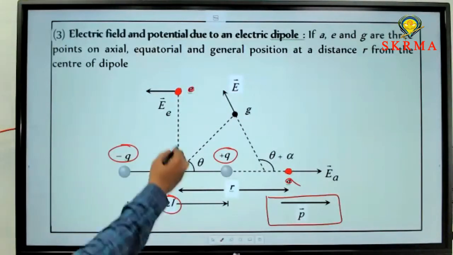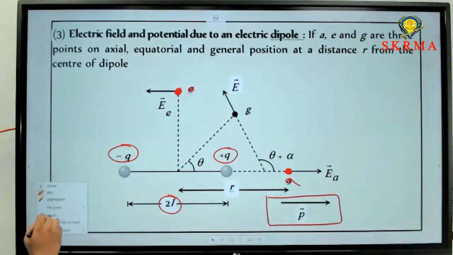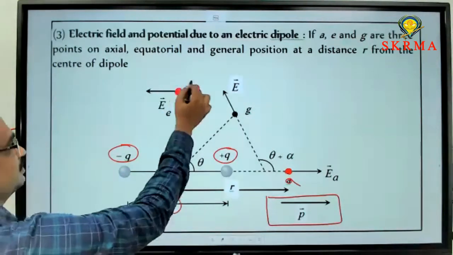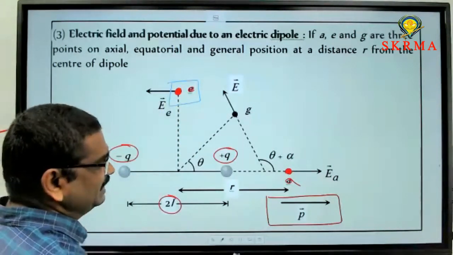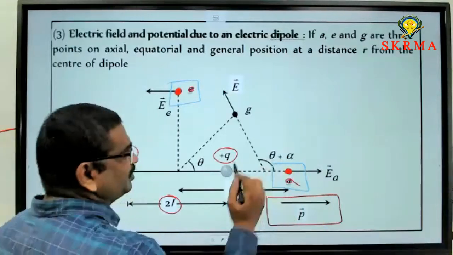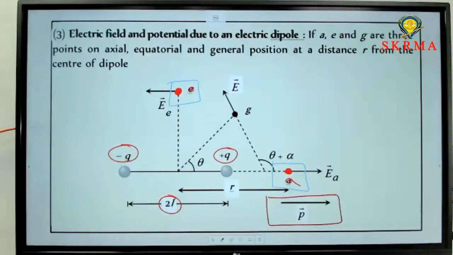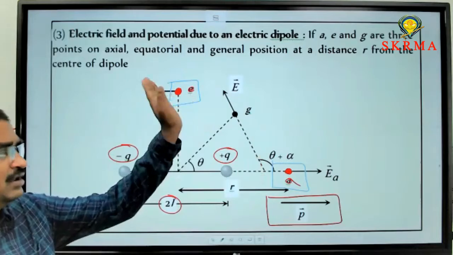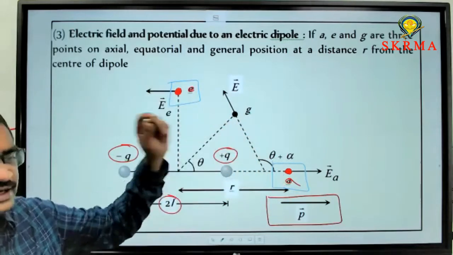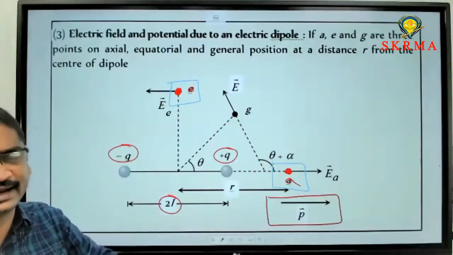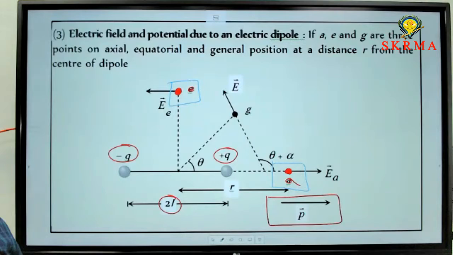So 2 points are there. This is the 1 point, that is on a perpendicular bisector. This is the other point, that is on the axial line of the dipole. So at these 2 points we need to calculate electric field and potential due to this dipole. That is our aim.